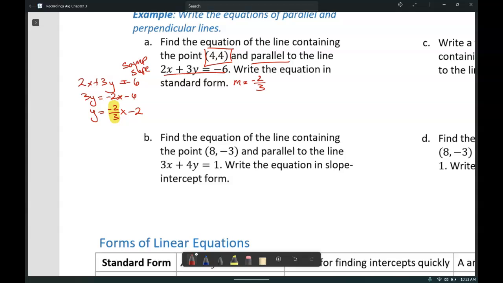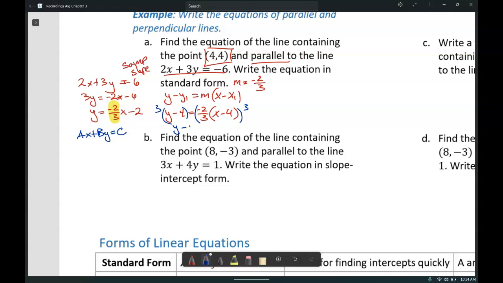Once we have the slope and we have a point, we can use our point-slope formula. y1 is 4, x1 is also 4, and then we just need to rewrite it in standard form as we have before. Remember, standard form, ax plus by equals c. Let's get rid of the fraction first. We don't like fractions in standard form.